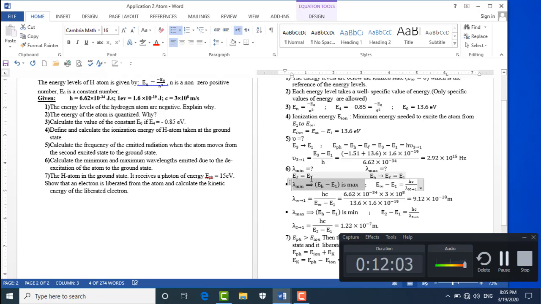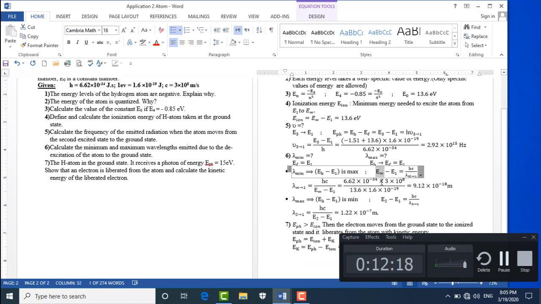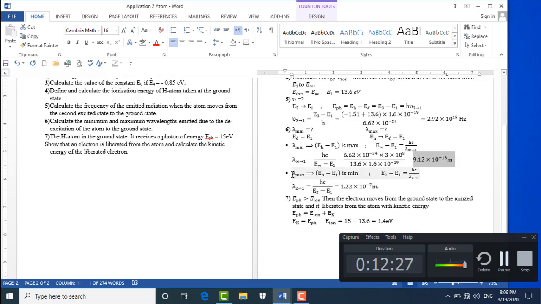E low equals E1, given. In order for E high minus E low to be maximum, E high should be equal to E infinity, the ionized state. Now you have E high and E low, hc over lambda, you can calculate lambda and get the value of lambda. Lambda maximum, so E high minus E low minimum. E low is E1, E high equals E2, in order to get the minimum energy. Lambda to 1, substitute and you get the value.